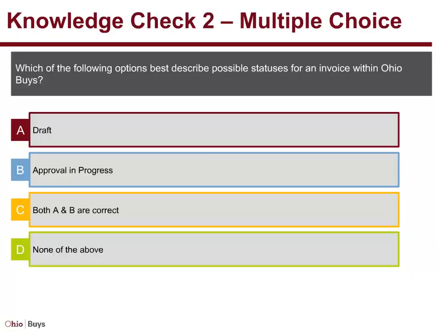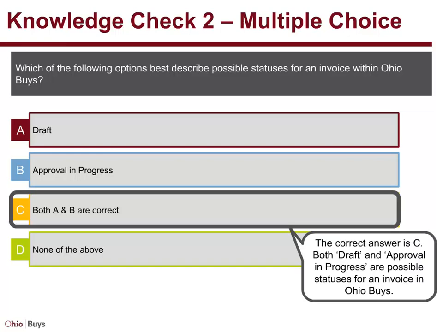Knowledge Check 2. Multiple choice. Which of the following options best describe possible statuses for an invoice within Ohio Buys? Option A. Draft. Option B. Approval in progress. Option C. Both A and B are correct. Or Option D. None of the above. The correct answer is C. Both draft and approval in progress are possible statuses for an invoice in Ohio Buys.